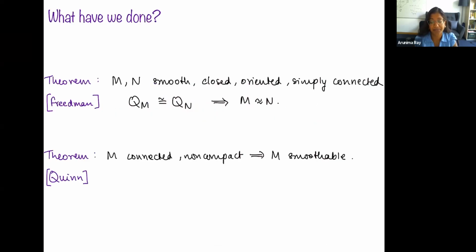Okay, so what have we done so far? In the first two lectures, we focused on this result of Freedman, that if you have smooth, closed, oriented, simply connected four manifolds, then isometric intersection forms imply homeomorphism. The first step of that was due to Wall, but the key insight there was due to Freedman regarding his proof of the h-cobordism theorem in this dimension. So the main tool here was the h-cobordism theorem.